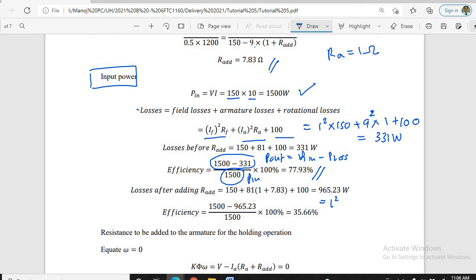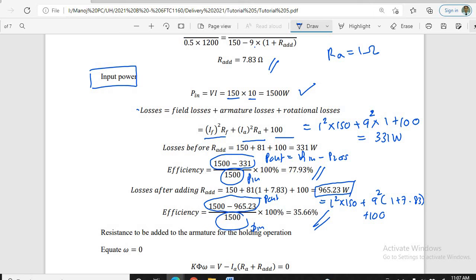The field losses will be the same. Then the armature losses will be 1 plus 7.83, because that resistance is added, and the rotational losses are still 100. If you calculate that, you will get 965.23 watts of losses, right? Then we calculate the P out, which is input minus losses, and divide by 1,500, which is P in.